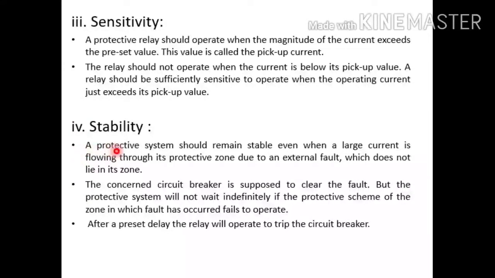Stability. A protective system should remain stable even when a large current is flowing through its protective zone due to an external fault which does not lie in its zone. The concerned circuit breaker is supposed to clear the fault, that is right. But it will not wait indefinitely if the protective scheme of the zone in which the fault has occurred fails to operate. After a preset delay, the relay will operate to trip the circuit breaker.